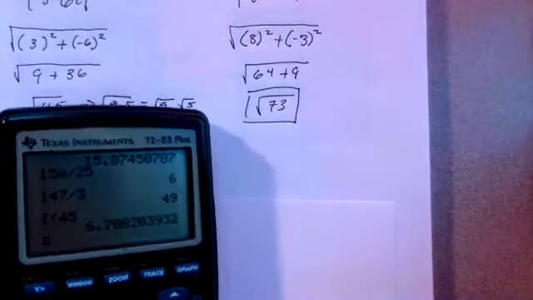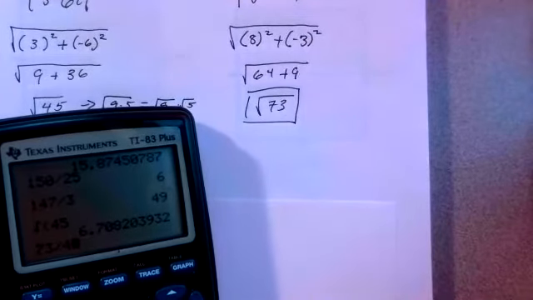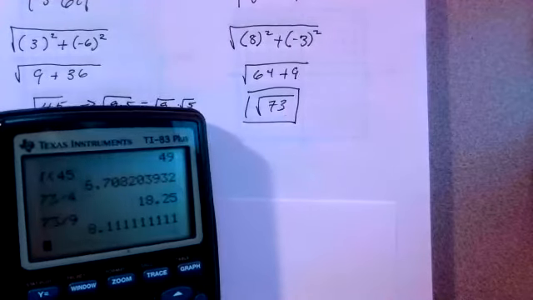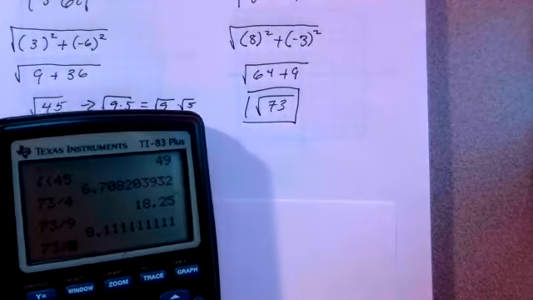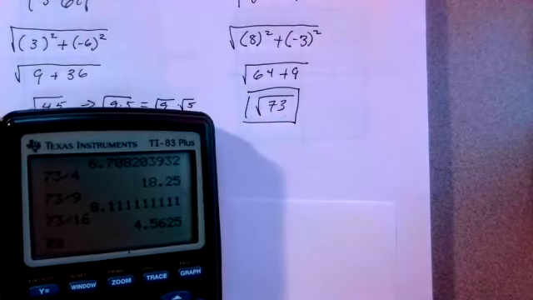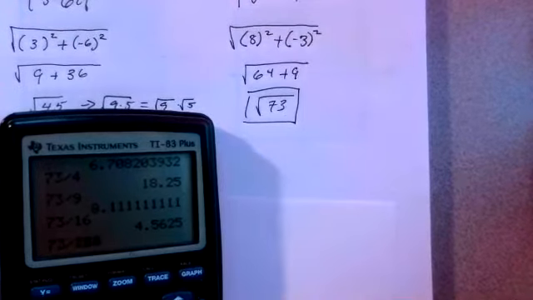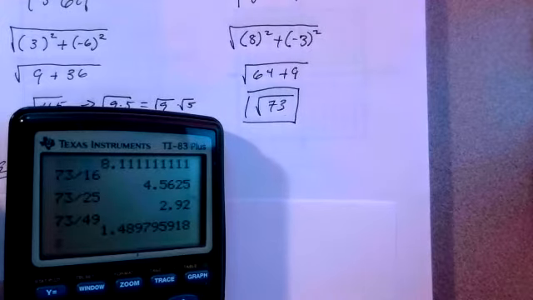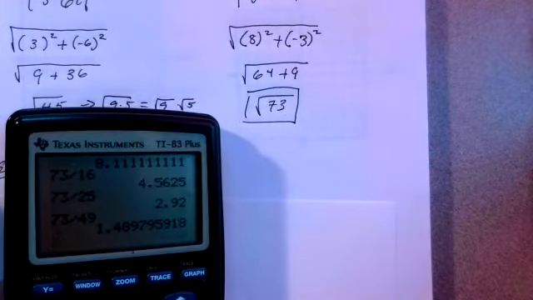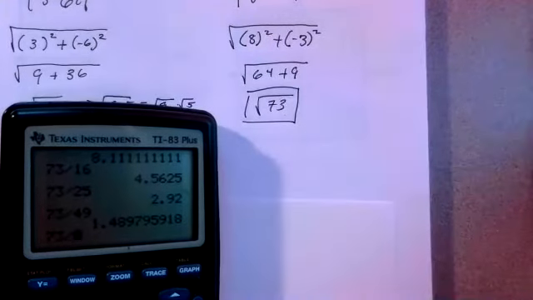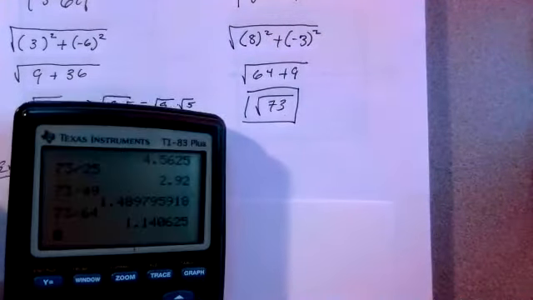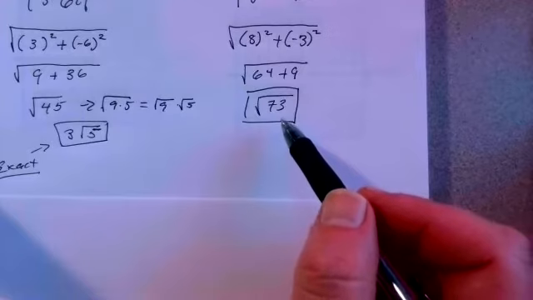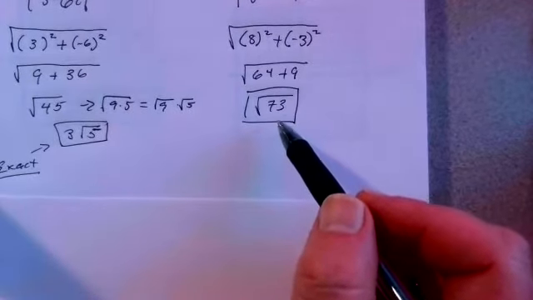If you needed to, you could do 73 divided by 4 to see. No. 73 divided by 9, no. 73 divided by 16, obviously not. 73 divided by 25 is not there. 73 divided by 49, which is more than halfway, no, that's not it. 73 divided by 64 is obviously not going to be a whole number. So one quick way of doing it is just to divide by all the perfect squares to see if it can reduce in any way.